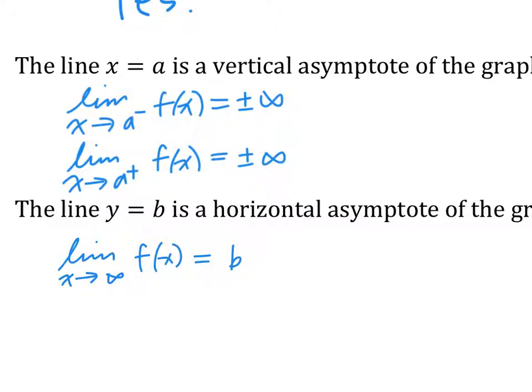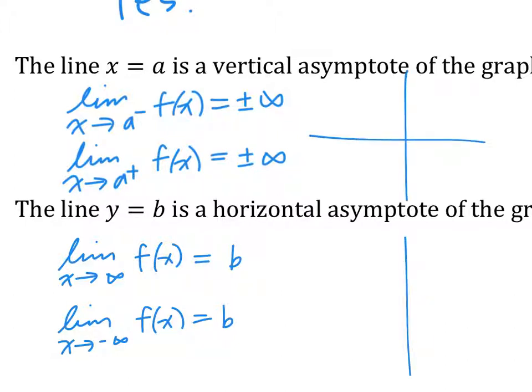Same thing here, limit as x goes to negative infinity, f of x equals b. Graphically, let's show you how that looks. Let's say that we're going to a number a. This graph goes up or goes down from both sides. We call that a vertical asymptote.